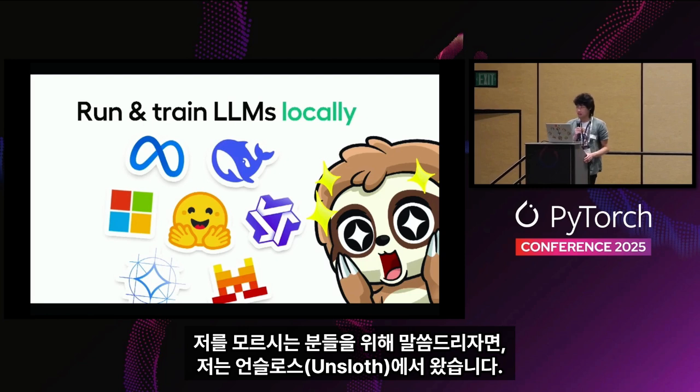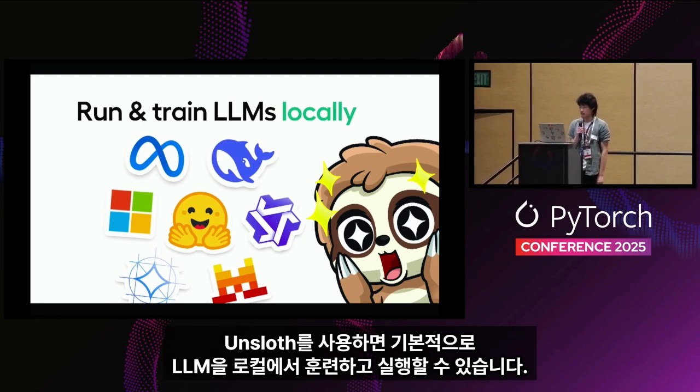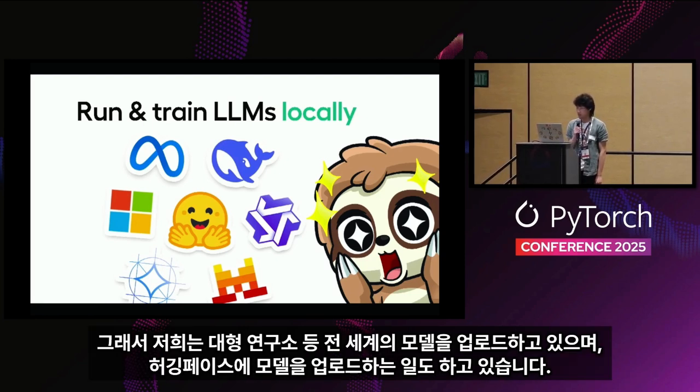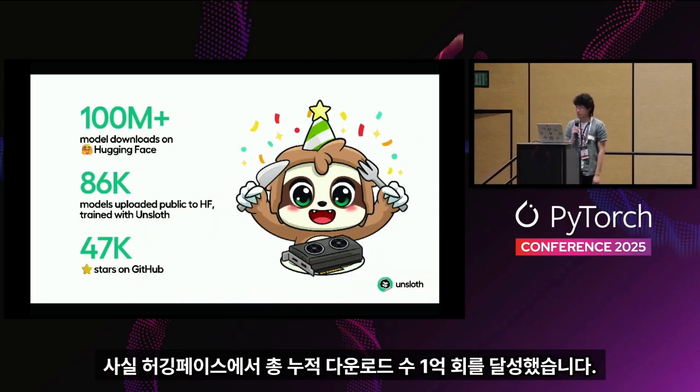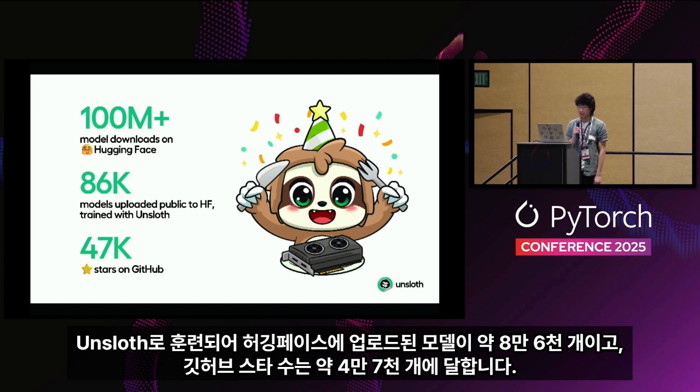For those of you who don't know me, I'm from Unsloth. Essentially, you can train and run LLMs locally with Unsloth. We upload models from all around the world, like from large labs, and some of the work that we do includes uploading models to Hugging Face. We actually reached 100 million total downloads on Hugging Face. We have 86,000 models uploaded to Hugging Face trained with Unsloth, and we have 47,000 GitHub stars.